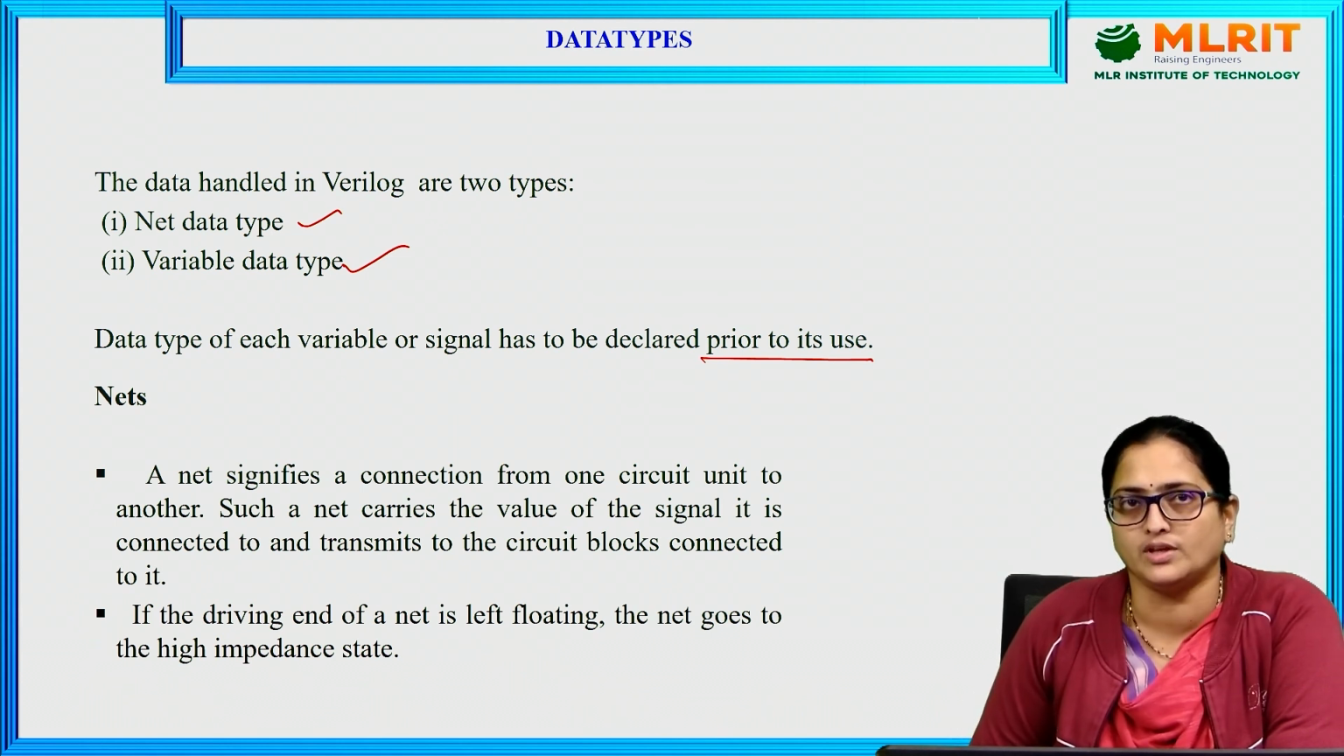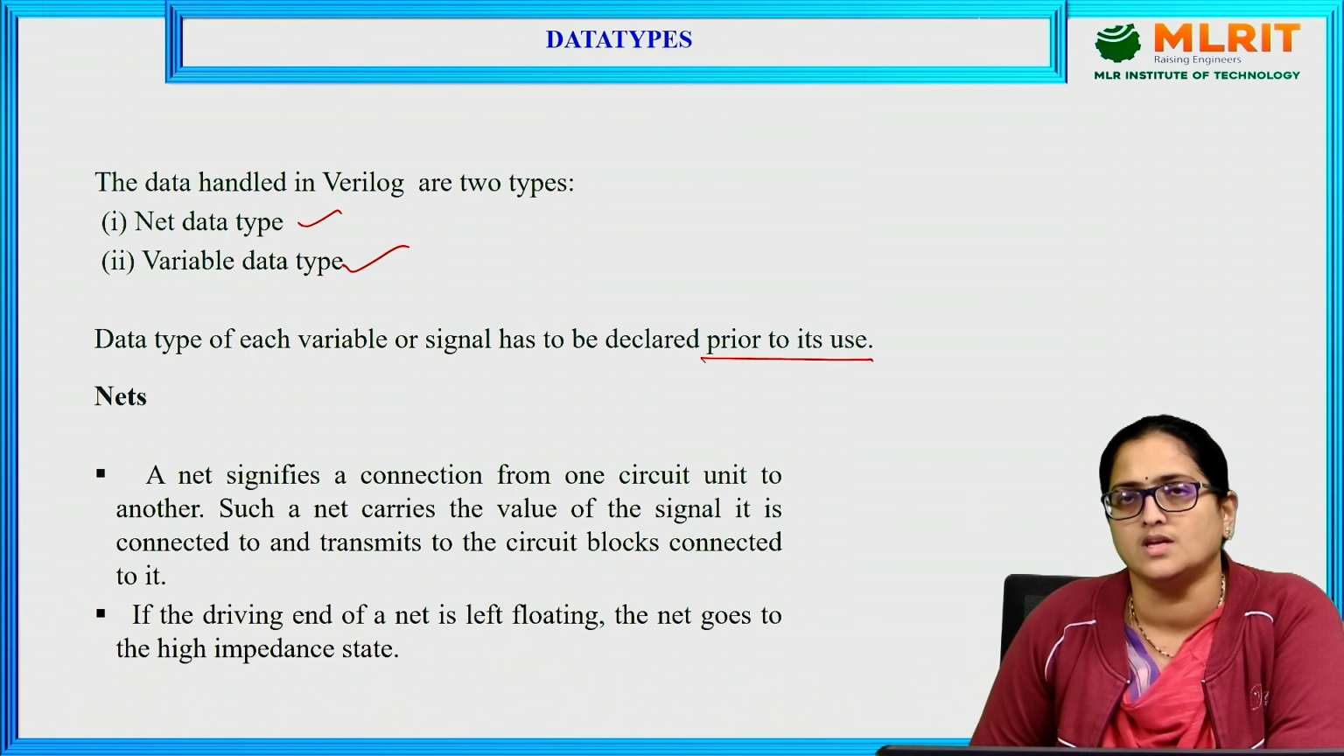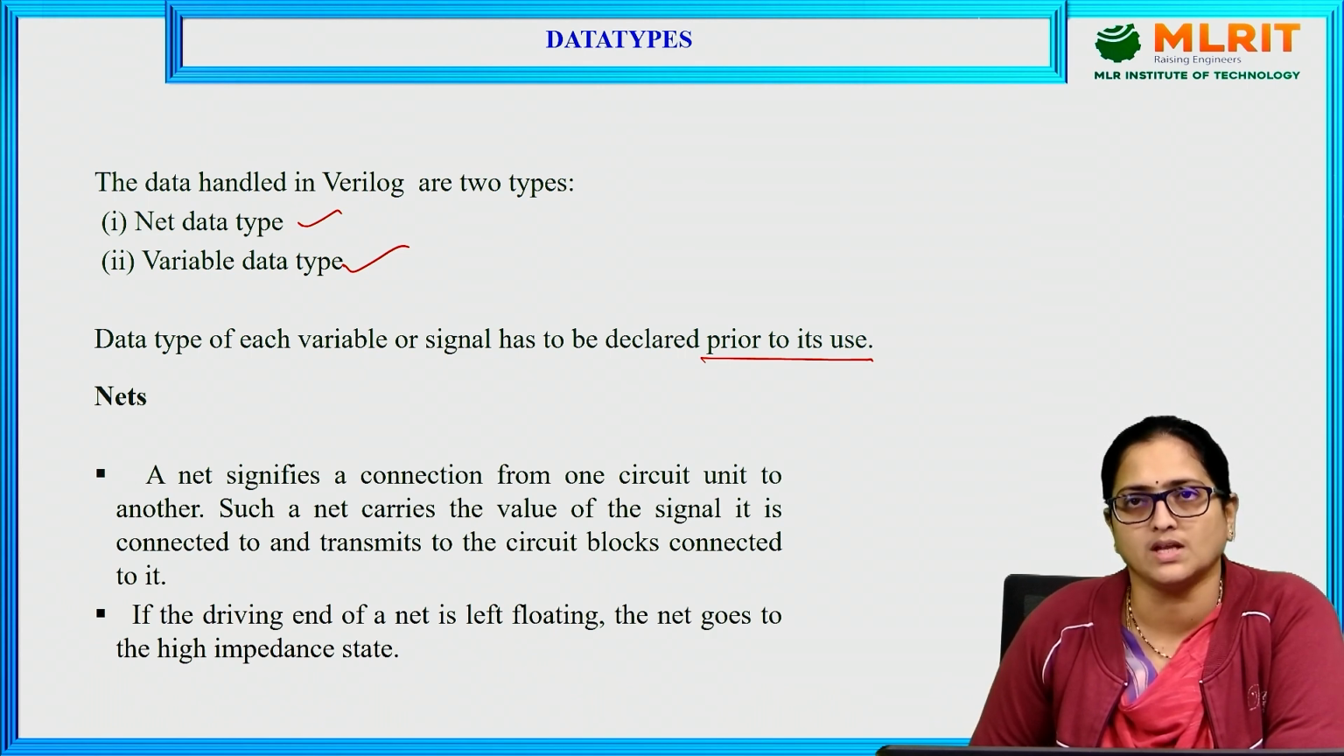Data type of each variable or signal has to be declared prior to its use. For example, when you are writing a C program, if you have not defined the integer value or a float value for your number, it doesn't consider whether it has to take an integer value or a float value. Similarly, here you need to specify the variables, either as a net type or a variable type. So basically, data types have two different concepts.